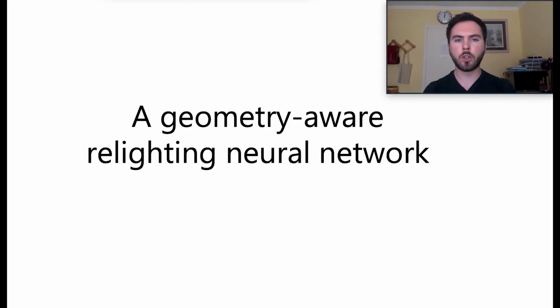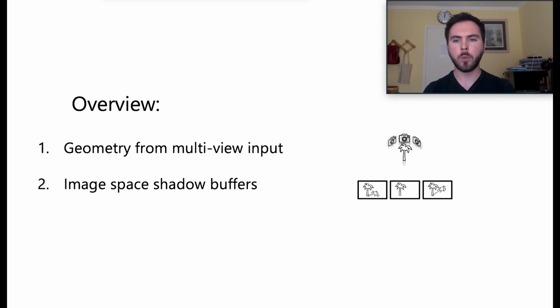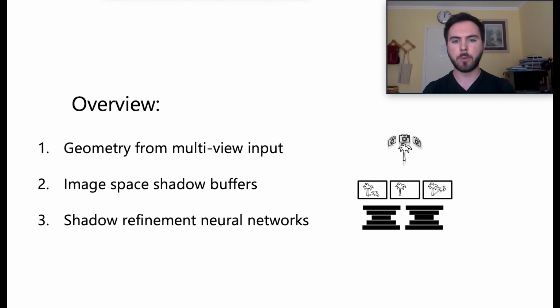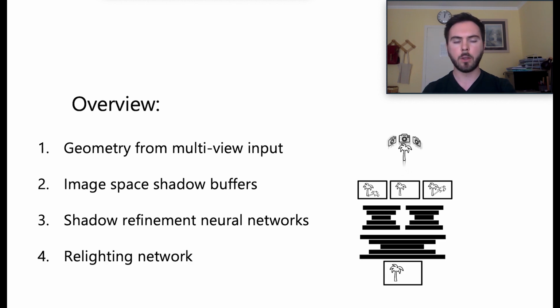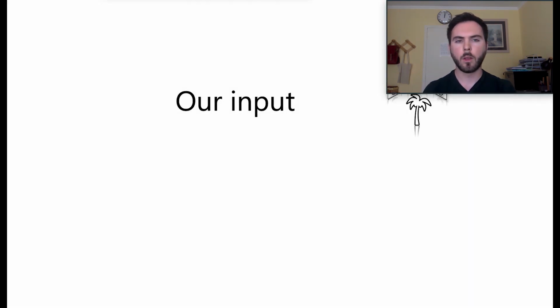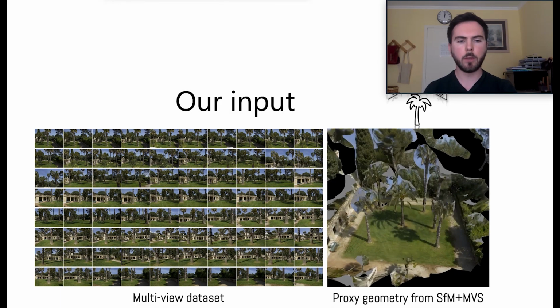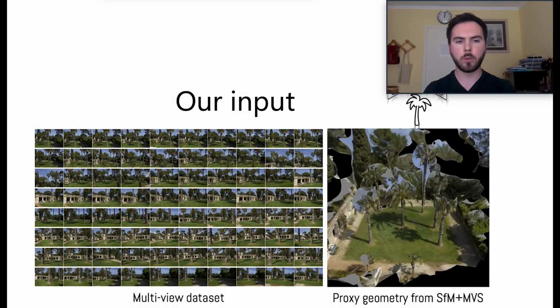That's why we introduce a geometry-aware relighting neural network. First, we get geometry from a multi-view input. Then, we use computer graphics to generate image space shadow buffers that are refined and then fed to a relighting network that is jointly trained on synthetic data. Our input is a multi-view dataset and a proxy geometry that we get from Structure from Motion and Multi-View Stereo.